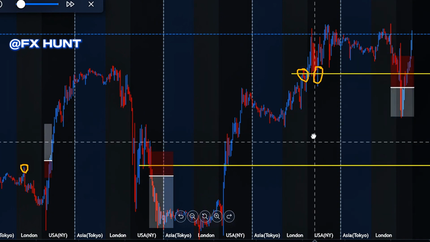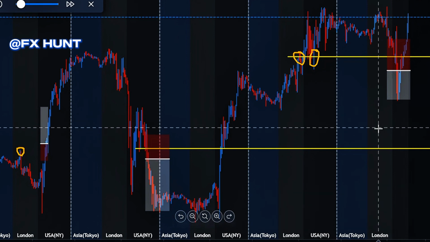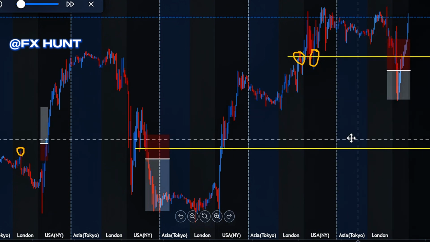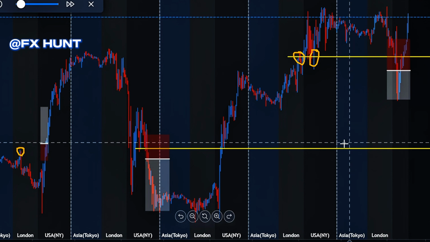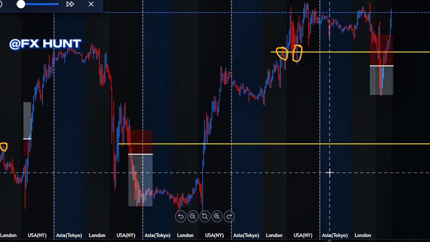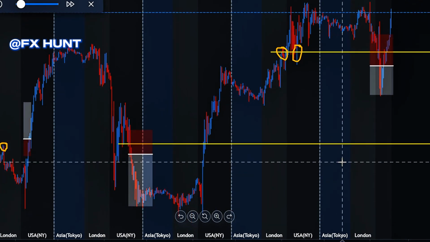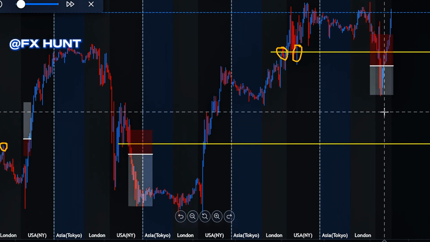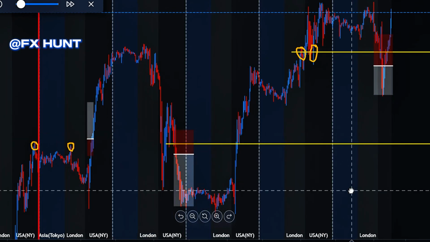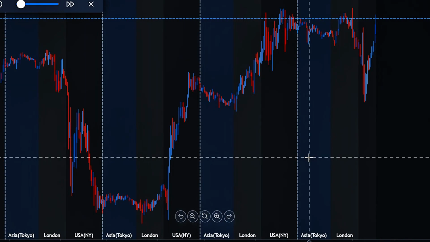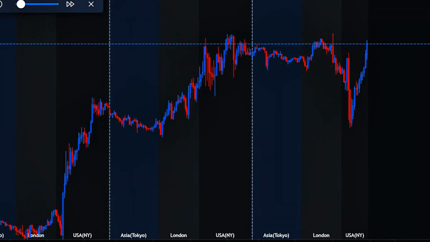So if you were risking $10 for each position in this trade, you would have made $30. This is minus the loss you took on Friday. If you're risking $100 per trade, you would have made $300 last week. If you were risking $1,000, you would have made $3,000. If you're risking $10,000, you would have made $30,000. This is after subtracting the loss we took on Friday. So it was a nice week. It was not a perfect week, but it was a profitable week. So that's how the week was for us here at FX Hunt.